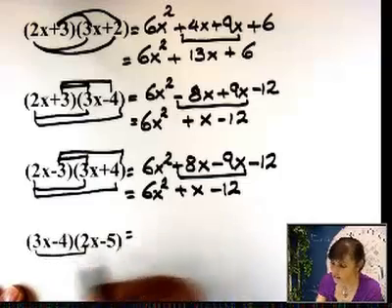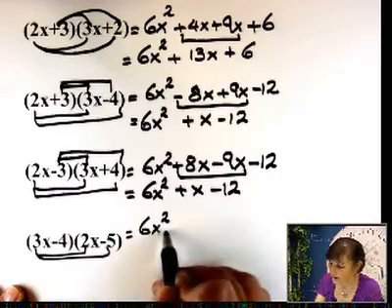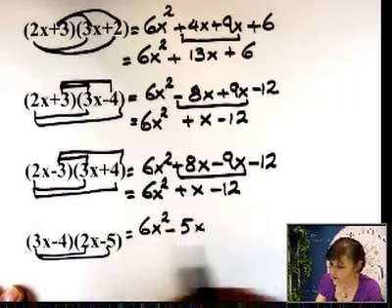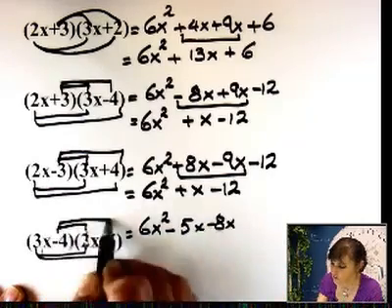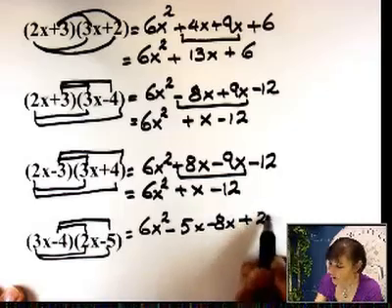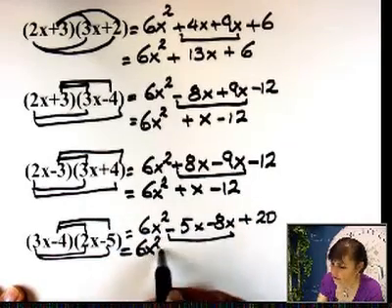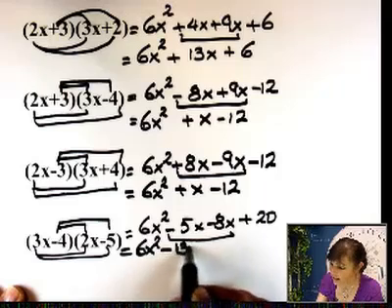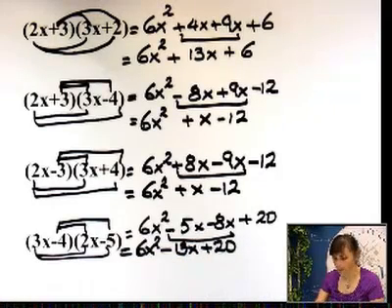The first one, 3 times 2, 6x squared. That one is negative 5x. This one is negative 8x. And this one is positive 20. Combine the middle term. 6x squared, negative 13x plus 20. Let's go back and figure out some patterns.